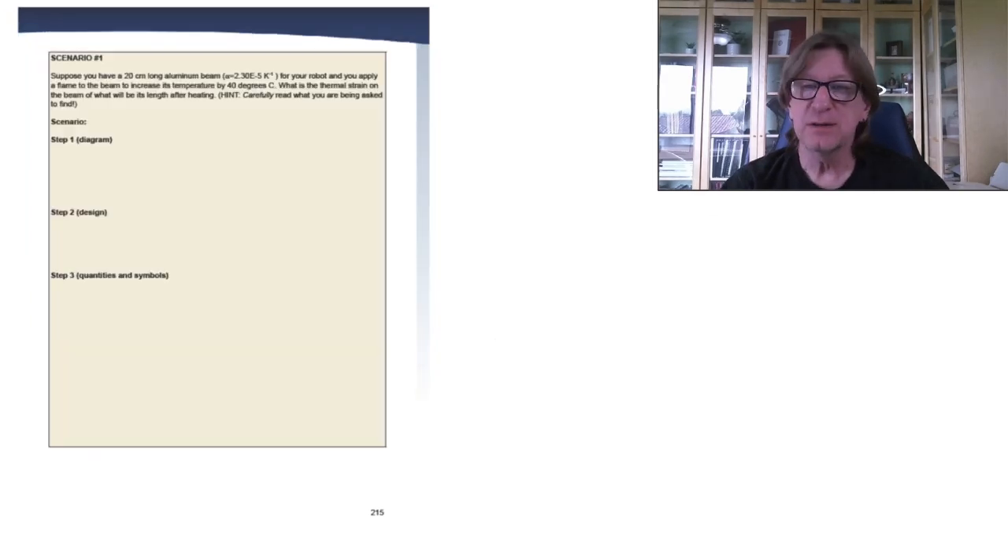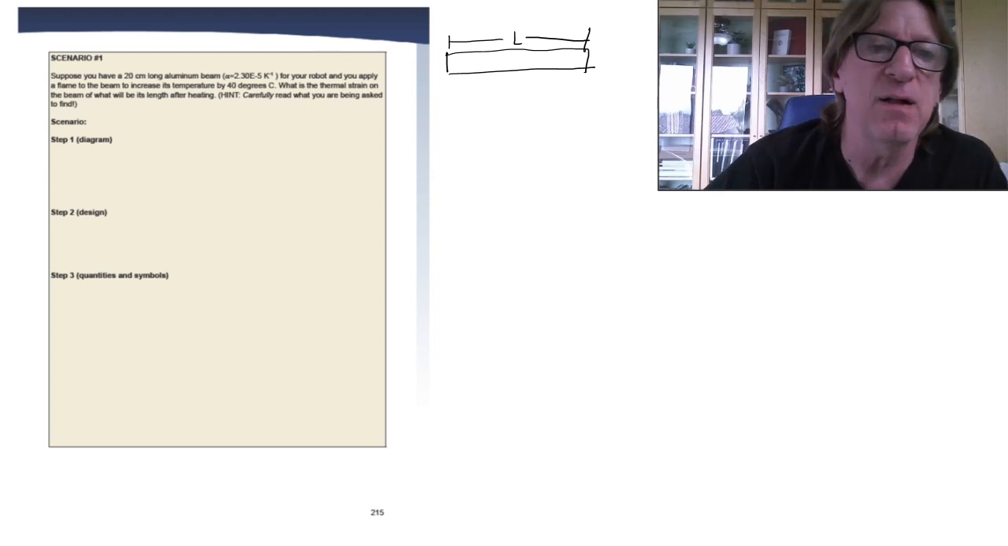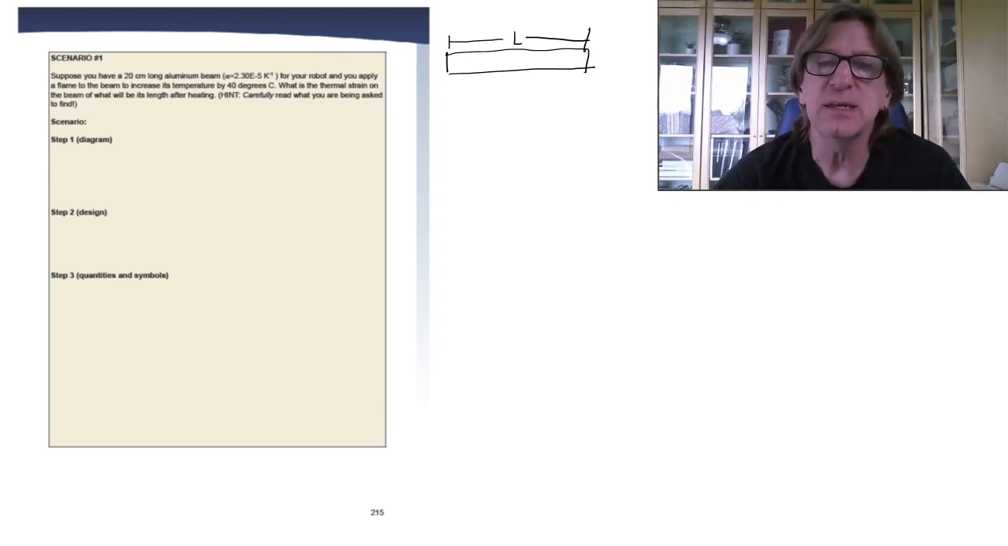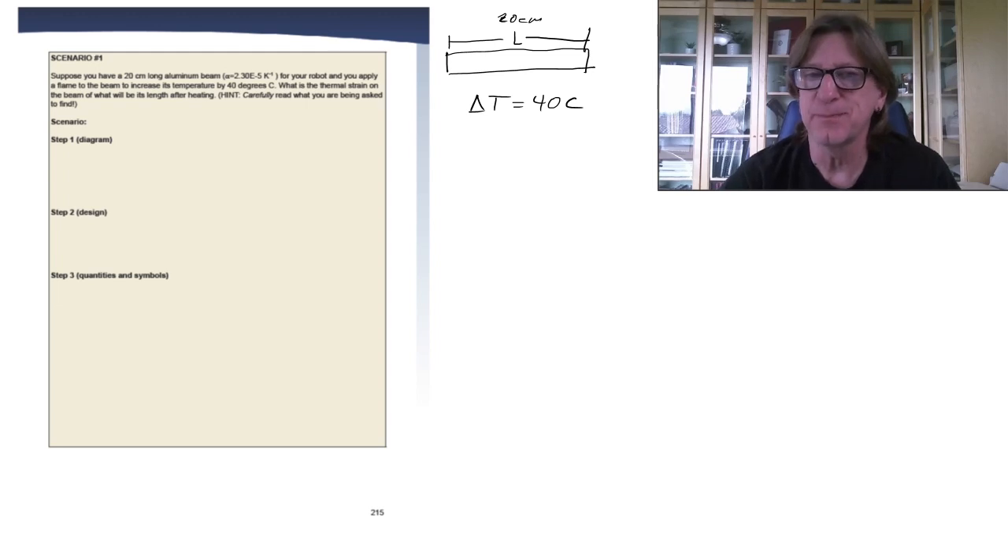All right, so now let's see if we can do an actual problem with this. So here I've got a beam, and this beam is made out of our anodized aluminum, and it's got some length L, and we're told that L is equal to 20 centimeters. So this is 20 centimeters. Okay, and we're going to increase the heat, we're going to add heat so that the temperature change is 40 degrees centigrade, 40 degrees Celsius. So we want to find what is the thermal strain, and we want to know what is the length after it's heating.